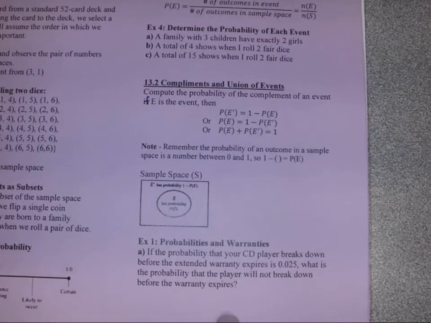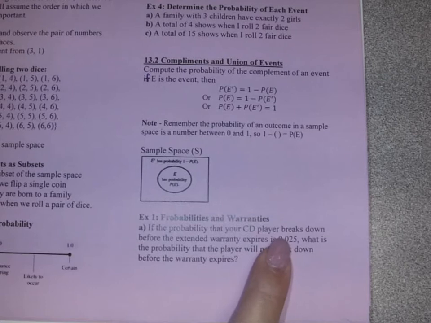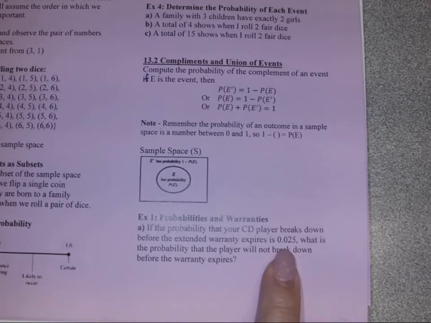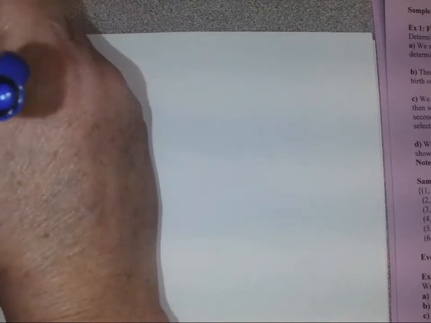So the probabilities and warranties. If the probability that your CD player breaks down before the extended warranty expires is 0.025, what is the probability that the player will not break down before the warranty expires? So we're going to look at example 1, and we're doing part A.